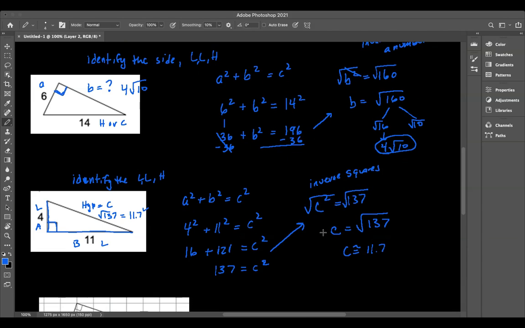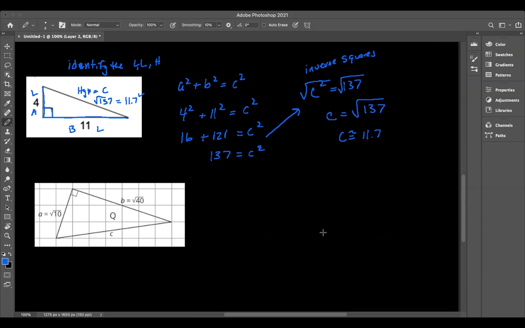Okay. All right. Let's try another one. Now let's get a little harder here. Again, we're looking at different angles here. All right. So now we have a right triangle here. So we need to find, we already know what we're missing. We're missing the hypotenuse, which is C. So we have B is square root 40, A is square root 10. Okay, so let's do the equation.